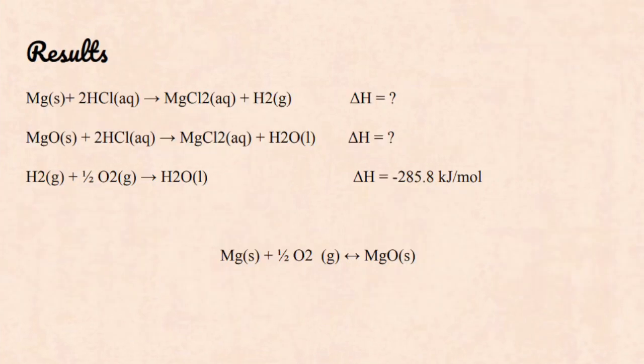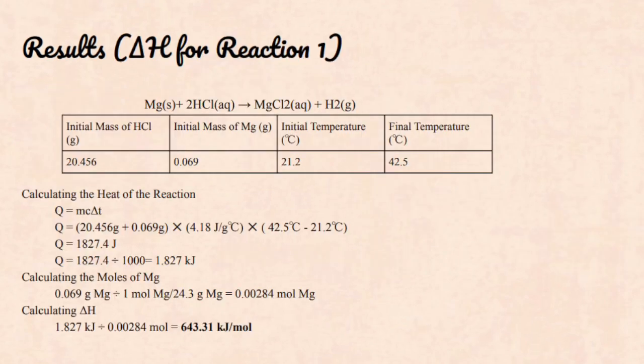This is Natalie Dion with the results section, and the purpose of the experiment was to find the delta H for the reaction of interest by finding the delta H for reactions 1 and 2 and using the given delta H value for the third reaction. For reaction 1, the heat was calculated using Q equals mc delta T, and the initial mass of hydrochloric acid, initial mass of magnesium, initial temperature, and final temperature values recorded from the experiment.